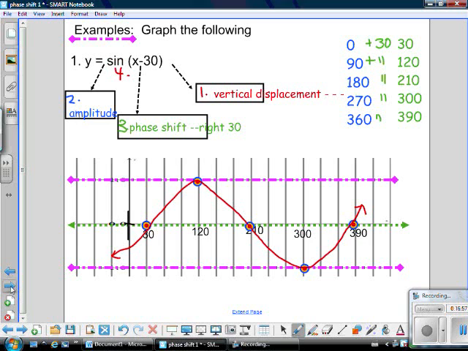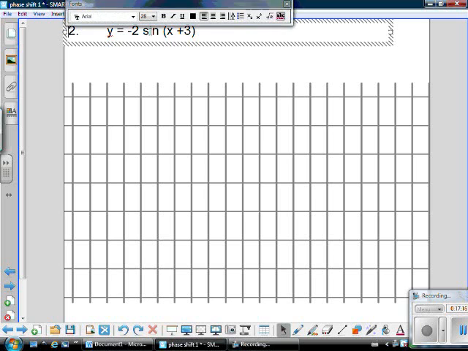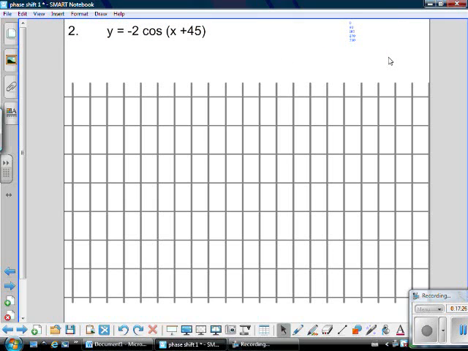We'll do one more together before you start doing it. This time we're looking at one that has, well, I have a couple, but we'll do this one. Instead of it being a sine, we'll change it to a cos. And let's do a 45. Okay, so we have y equals -2 cos x plus 45.